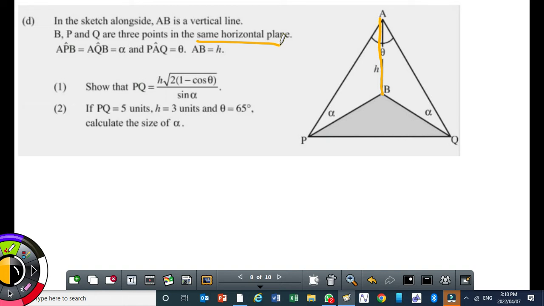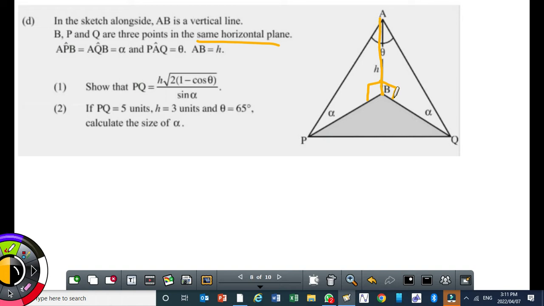Now, for a June exam, I indicated for you that this angle here will be 90 degrees. So I made it easier for you. Okay? So what this means is AB is perpendicular to triangle BPQ. Right? It also means that this angle is also 90. So we have two right angled triangles there, and one triangle which is not right angled. So triangle BPQ is not right angled.